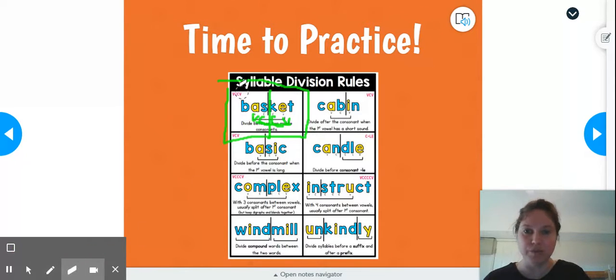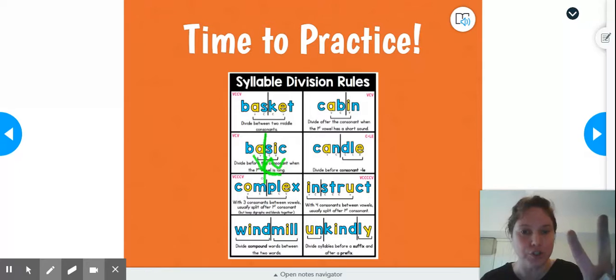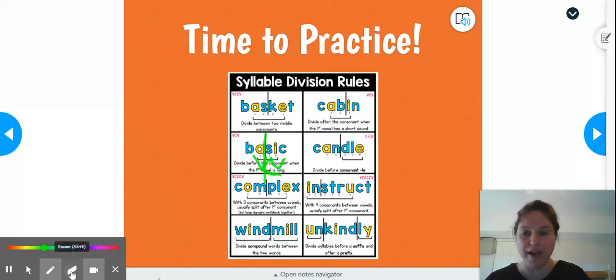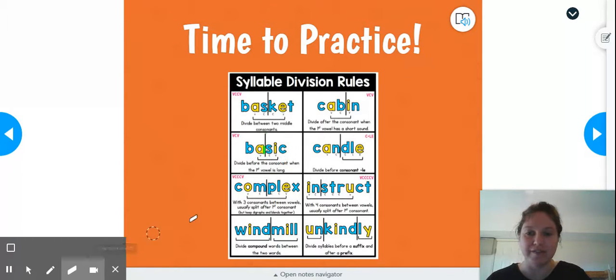The second syllable division rule we will be practicing is if I have two vowels with only one consonant between, I can divide behind the first vowel. That's syllable division pattern number 2. Those are the only two that we will be practicing today. Next week, we're going to learn more about flexing and how to do the rest of these.